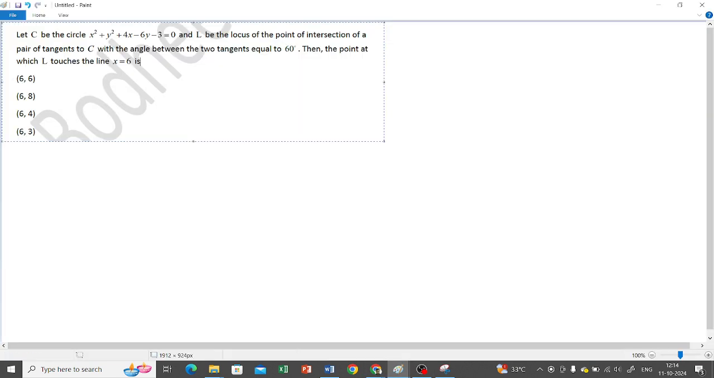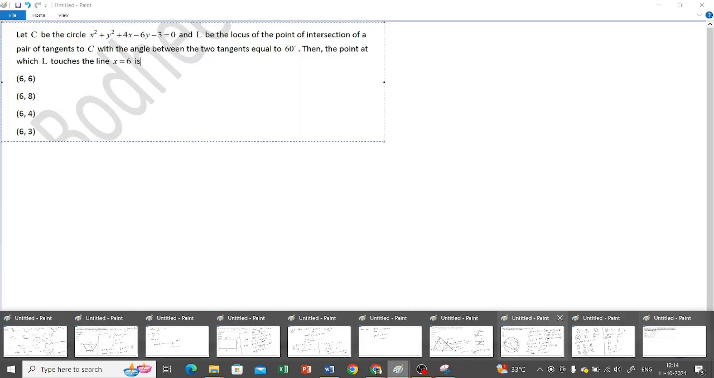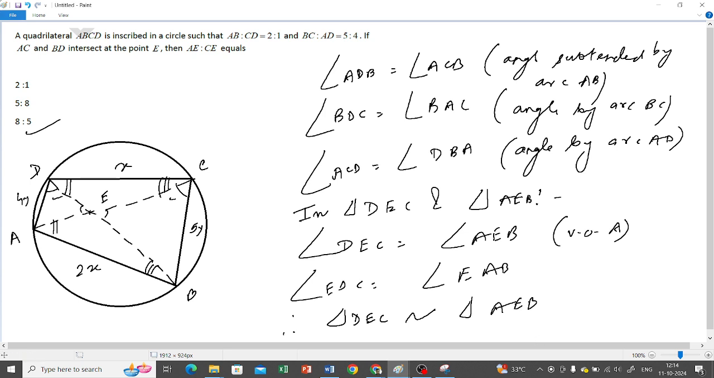আচ্ছা সিমিলারিটির উপর। আমি শ্রীতমা পরেরটা ট্রাই করছি, তোমাকে দেখিয়ে দিই। দেখো, quadrilateral ABCD is inscribed in a circle such that AB is to CD is 2 is to 1 and BC is to AD is 5 is to 4. Whenever a quadrilateral is inscribed in a circle, it is called a cyclic quadrilateral, but here we are not applying any properties of cyclic quadrilateral. If AC and BD intersect at point E, then AE is to CE is how much?